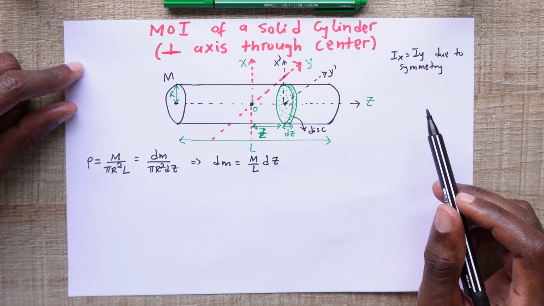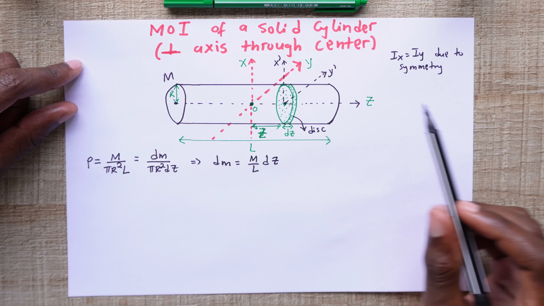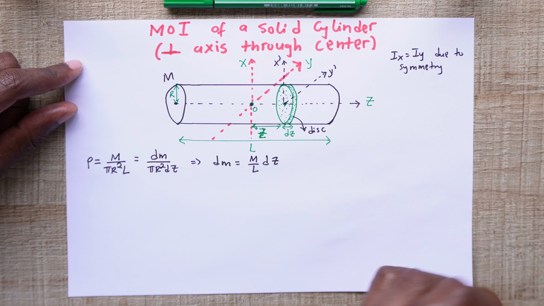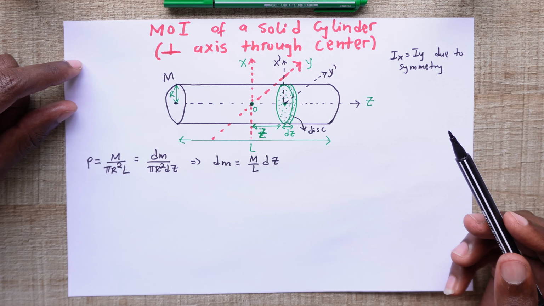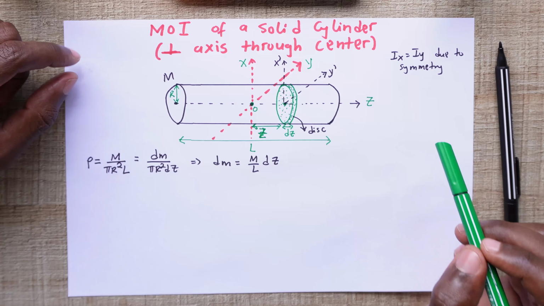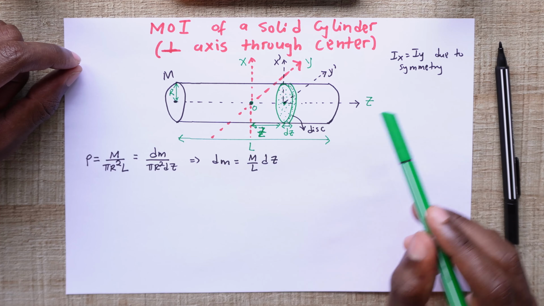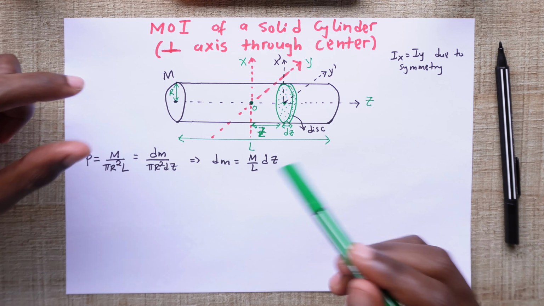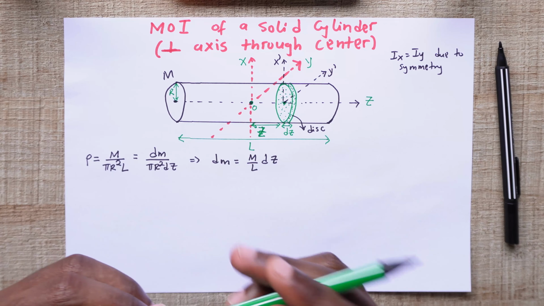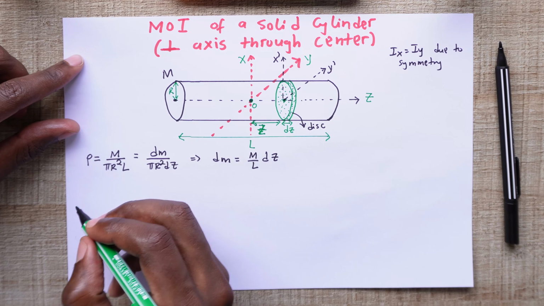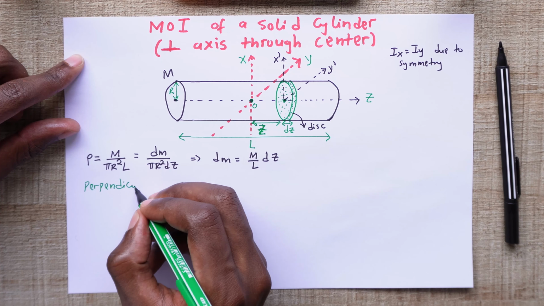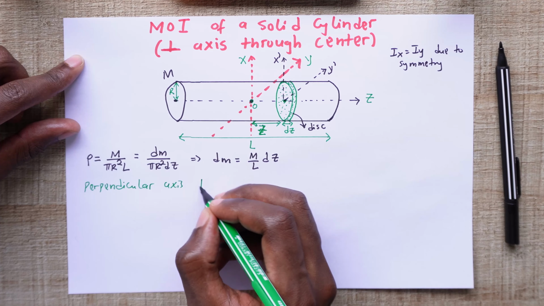Now, since we are interested in calculating Ix and Iy, we need to make use of the perpendicular axis theorem. If you recall, we stated that in a previous video. If you haven't watched it, you can go and watch the introduction to this video series on moment of inertia, where I explained all the essential things to be known about moment of inertia, including the parallel and perpendicular axis theorem. So here we are going to make use of the perpendicular axis theorem.